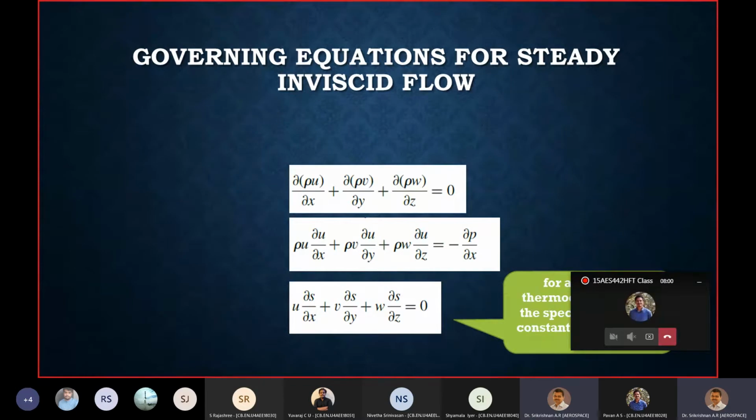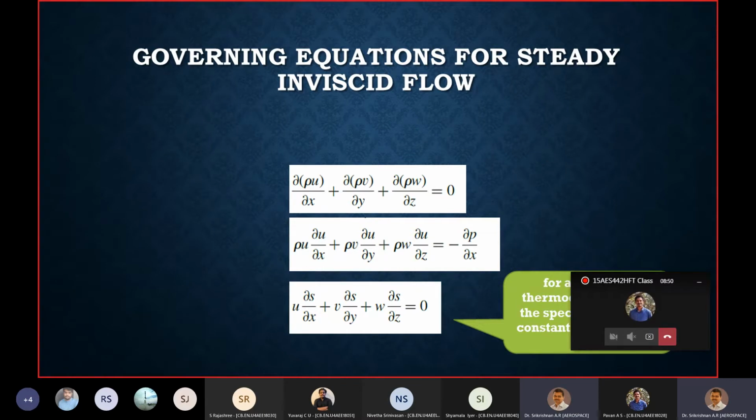Similarly, the momentum equation, based on Newton's second law, equates the rate of change of momentum to the forces. Now, what are the momentum terms? Rho u dou u by dou x. So you have rho u, that is the mass term, multiplied by the velocity. So rho u dou u by dou x plus all the gradients in the respective directions, as we derive the conservation equations in the differential form. So rho u dou u by dou x plus rho v dou u by dou y, etc., is equal to minus dou p by dou x.